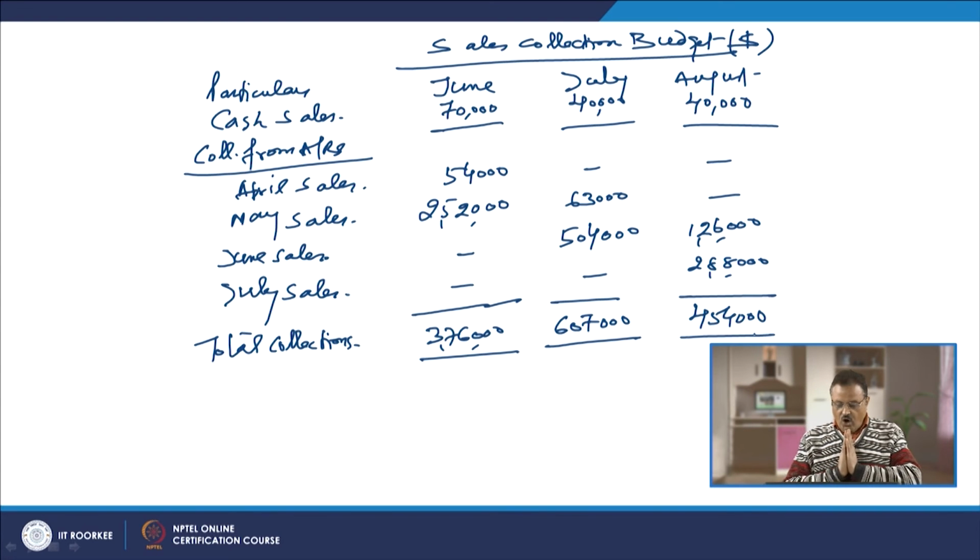This information with regard to the collection of sales in terms of cash will further be utilized in the cash budget. When we prepare the cash budget, it will show what the inflow of cash is, how much is coming from the collection of sales. So, we will show that the receipt for the month of June is 376,000, for the month of July 607,000, and for the month of August 454,000.